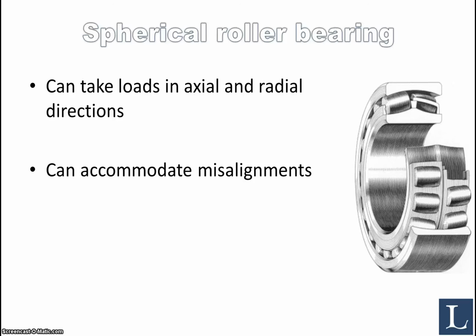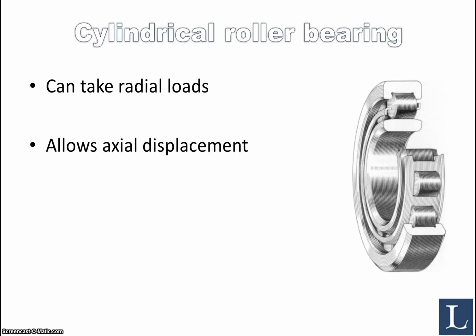The spherical roller bearing is similar to the spherical ball bearing, where you have a curvature on this inner surface of the outer race, enabling that the bearing can accommodate misalignments in the system. A cylindrical roller bearing can take radial loads, but it can also allow axial displacement, meaning that this one is allowed to slide slightly relative to this one to compensate for instance, expansions in the system that the bearing is mounted in.